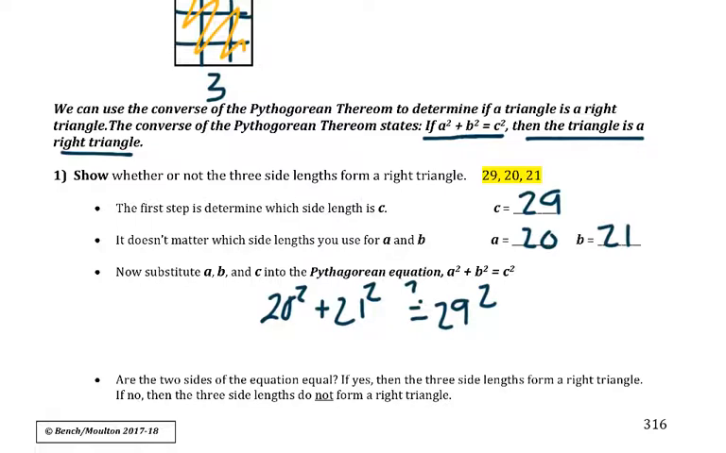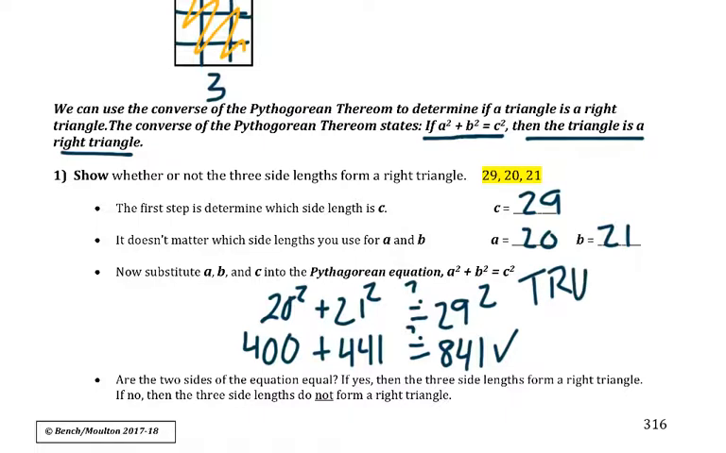So we're going to do 20 squared, which is 400. And then we're going to add 21 squared, which is 441. And we're going to see, is this equal to 29 squared, which is 841. And we look at that, 400 plus 441 would equal 841. So this is true. So we're going to say true. And since it's true, that means that these three side lengths form a right triangle.